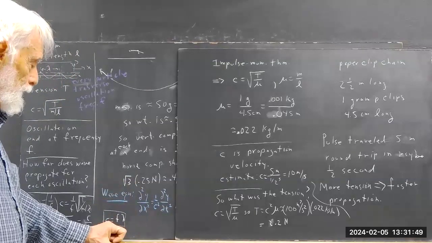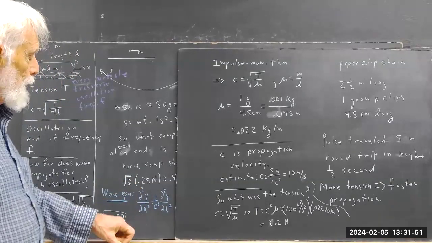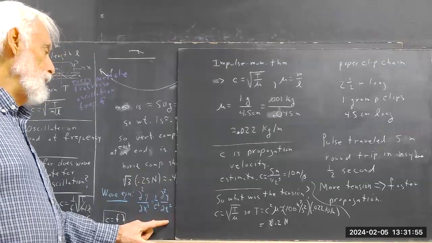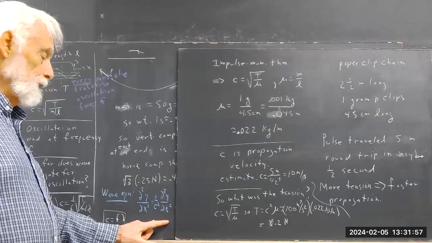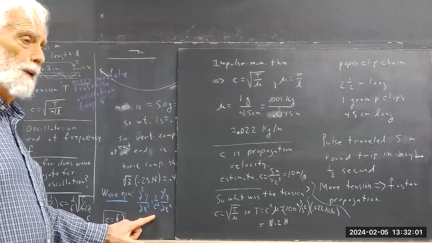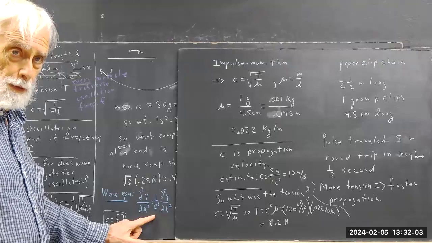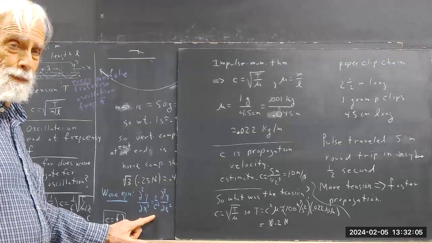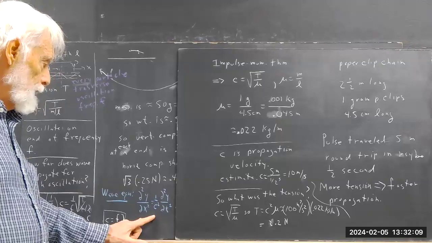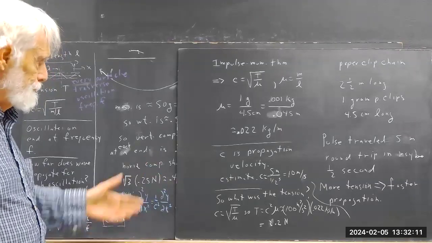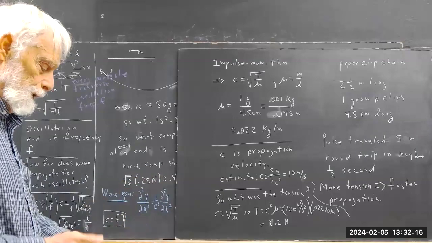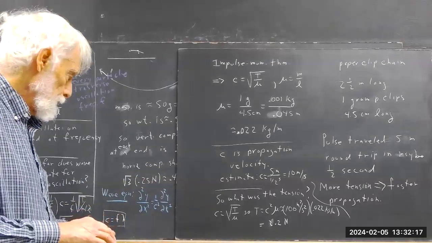This side has units of reciprocal meters. This side has units of meters over second squared. Reciprocal c squared has units of second squared over meter squared. And if you multiply these, you get reciprocal meters, so that's got to be it. And so you kind of work that out.